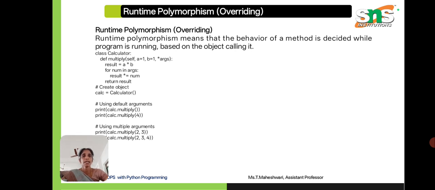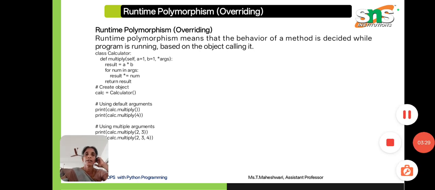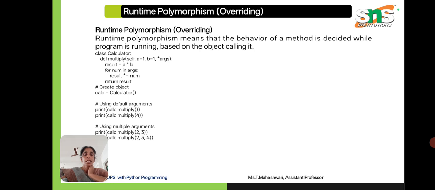After that I am printing the multiply, print calc multiply of 4. So 4 is passed there and the result will be produced. The a value is 4 and the b value is 4. The result will be 16. It is passed again to the result object. And then I am declaring another function called multiple arguments. Here I am printing with different values, multiply 2, 3 and multiply 2, 3 and 4. When I am printing these values, the result will change.